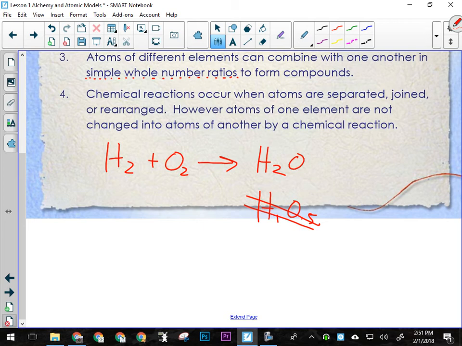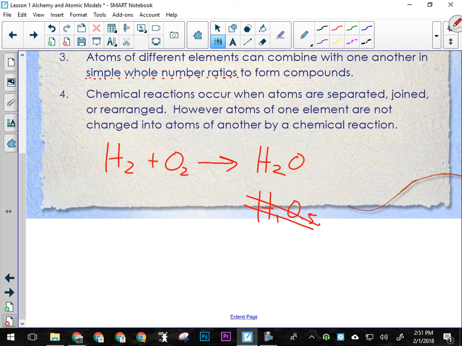If I was undergoing nuclear fission, where I was splitting an atom, I get different atoms after. Or nuclear fusion, I force atoms together and I create different atoms as a result. Those are the only two processes that can actually change one atom into something else.